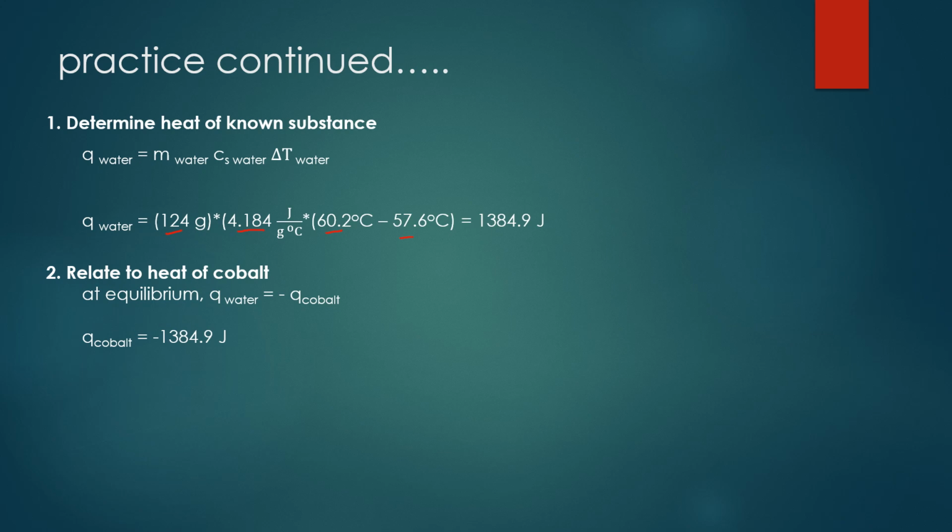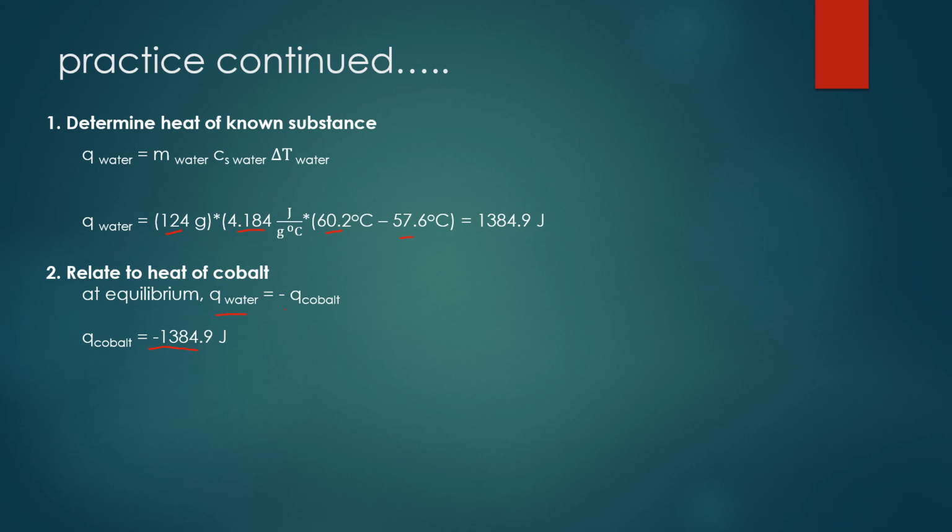The next step is to relate that heat of the water to the heat of cobalt. So remember, we can set them equal to each other but with opposite signs. Whatever the Q value or the heat of water was, the heat of the cobalt is going to be the same value but opposite sign. So since the heat of water was positive 1384.9, the heat of cobalt is going to be negative 1384.9.